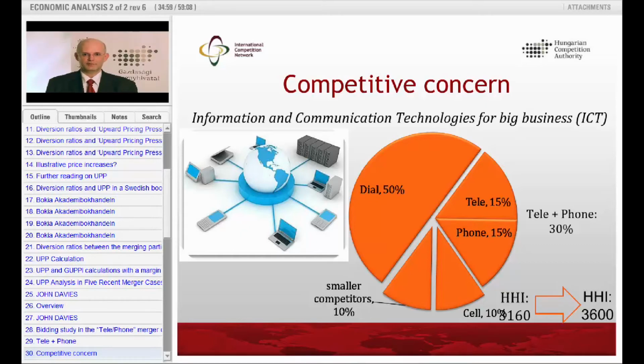ICT was highly concentrated and Tele and Phone had a large combined market share. There were only two major alternative suppliers, Dial, the former monopolist incumbent, and Cell, a newer firm. In addition, there were several smaller competitors. HHI was high pre-merger and would increase significantly post-merger. Entry was regarded as difficult. An analysis based on market shares could have suggested that the merger was likely to lessen competition substantially.